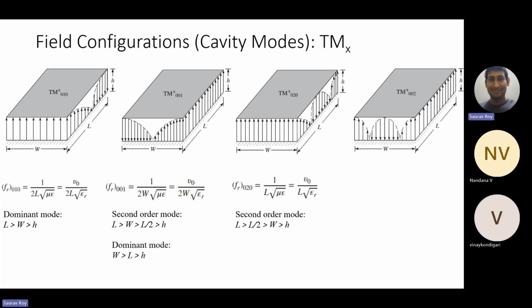And in lambda by 4 you will have half cycle variation. So that is what you see. L equals lambda by 2 here always, but sometimes it is half cycle variation, sometimes full cycle variation. Based on these two, you can calculate the modes, and similarly you can see how the TM002 mode looks.